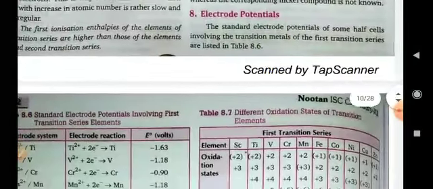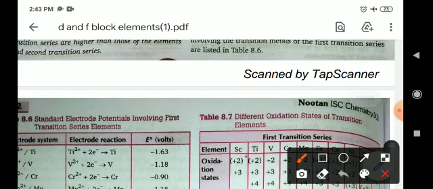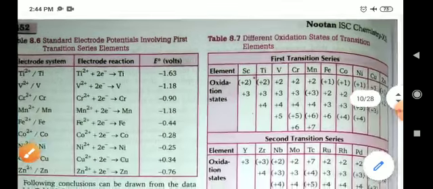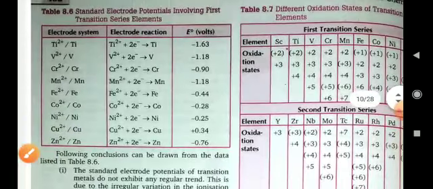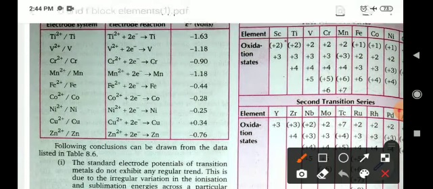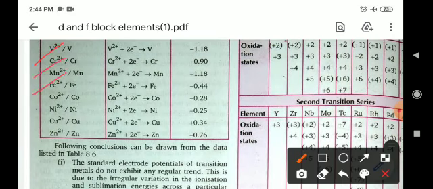Now electrode potential. The standard electrode potentials of some half cells involving the transition metals of the first transition series are listed in Table 8.6. The following conclusions can be drawn from the data listed. You can see here that for different types of ions, electrode potential values are given which are negative. What does it mean? The following conclusions can be drawn from the data listed in Table 8.6.